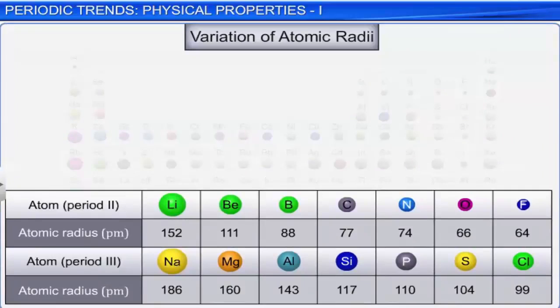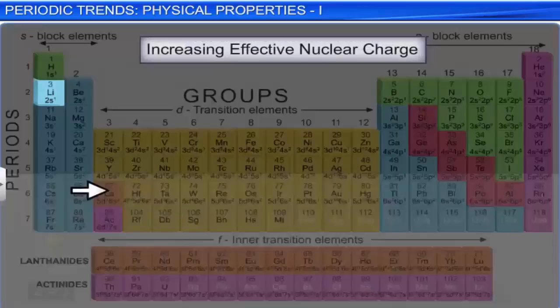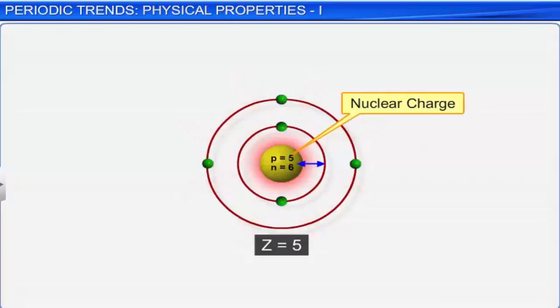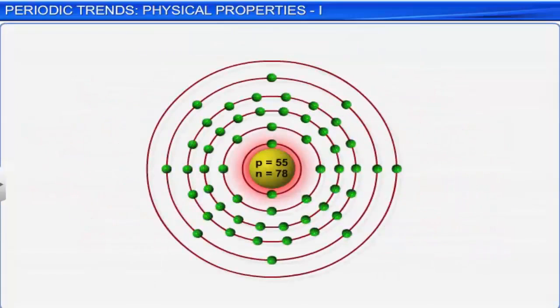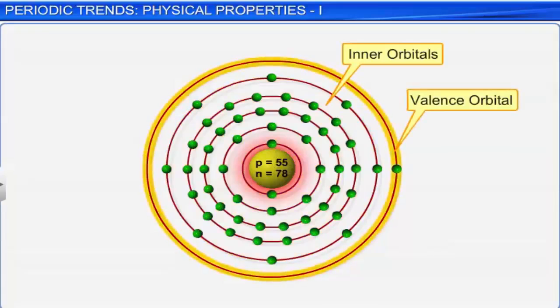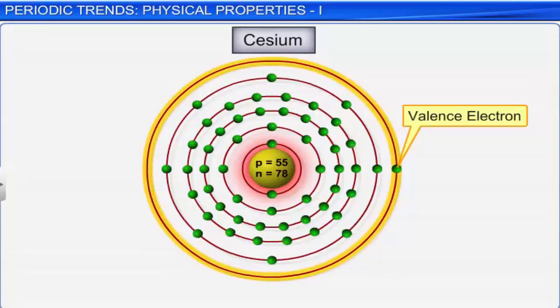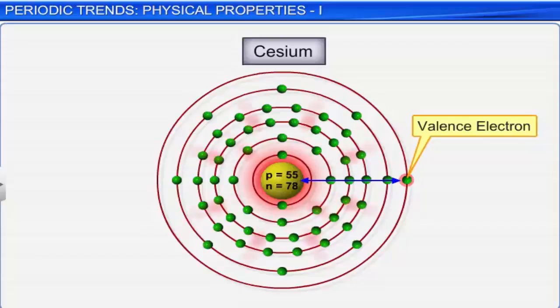A decrease in atomic size across a period is due to the increasing effective nuclear charge with increase in atomic number. Nuclear charge is the net positive charge experienced by an electron of an atom. The effective nuclear charge varies with the proximity of electrons from the nucleus. This is because electrons in the inner orbitals shield the electrons in the outer orbitals from experiencing the full nuclear charge. For example, the valence electron in cesium is shielded from the nucleus by the inner electrons. As a result, the valence electron experiences a net positive charge that is less than the actual charge.